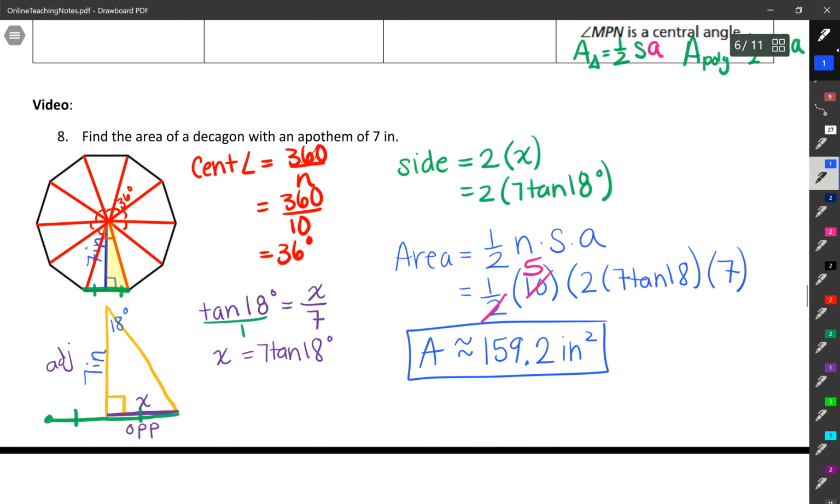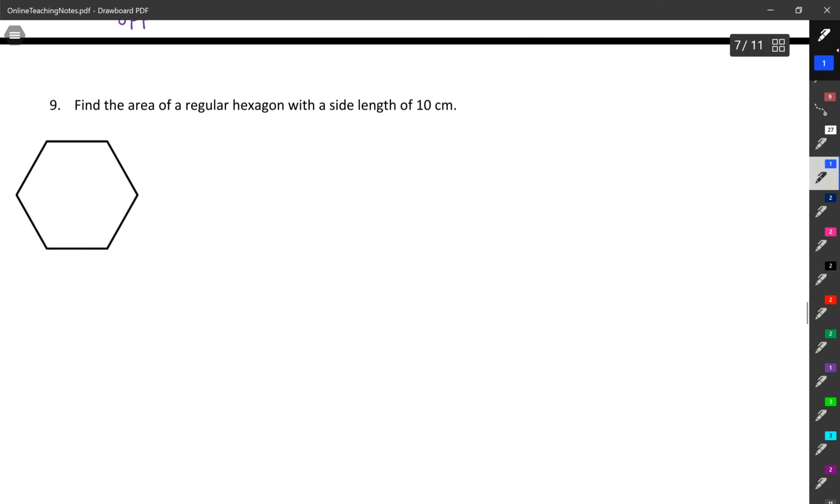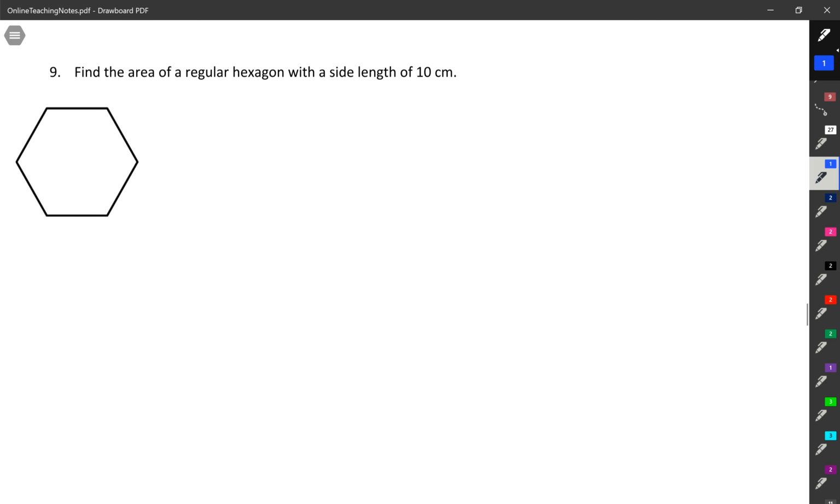Let's do one more. This one's even more special. This is the area of a regular hexagon with a side length of 10 centimeters. So a hexagon is even more special, and you'll see why when we find the central angle. So first it tells me the side length is 10 centimeters. So I'm going to go ahead and put that on my diagram here, make it blue. This whole blue is 10 centimeters.